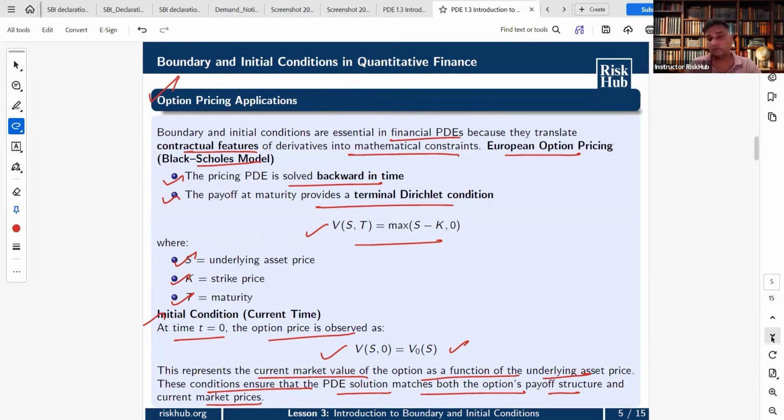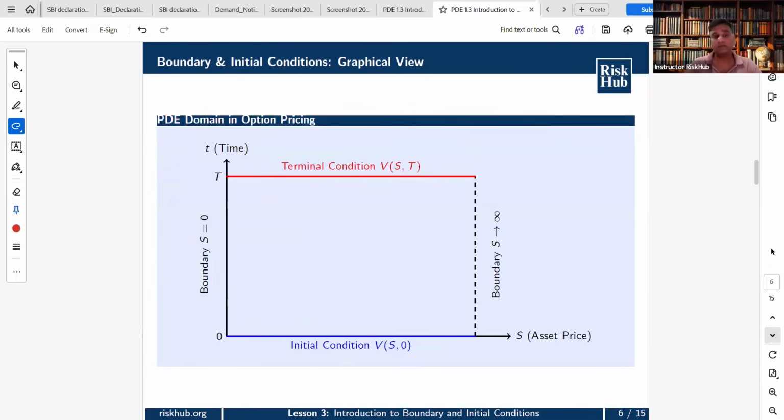Okay. Then we get into the next part, which is understanding the graphical view of your PDE domain. The diagram shows a rectangular-like region: horizontal axis asset S, vertical axis time T. The bottom edge is initial time T equal to 0, the top edge is maturity T, the left edge is boundary S equal to 0, and the right edge is boundary S tends to infinity. For option pricing, we solve the PDE over the full region.